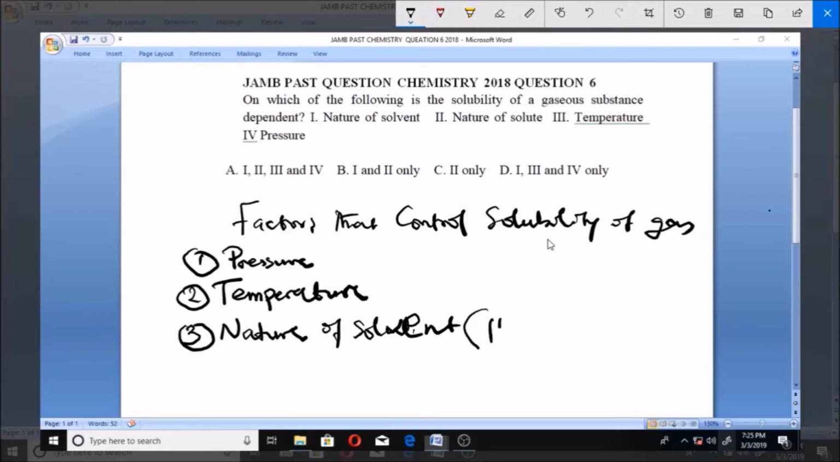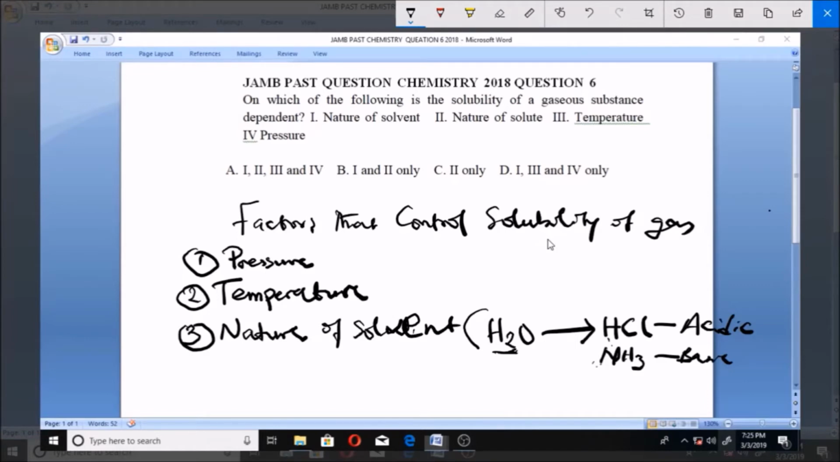So you have a solvent like water that can dissolve HCl, and it can also dissolve ammonia. Ammonia will give us a basic solution when it dissolves in water. Hydrogen chloride will give us an acidic solution. So if you have the solvent as water, it will very much affect the solubility of any of these gases.